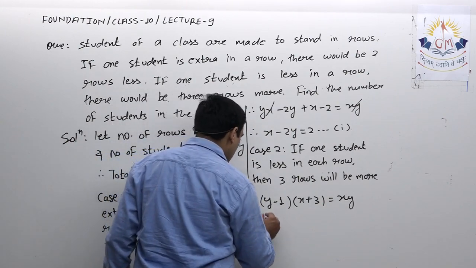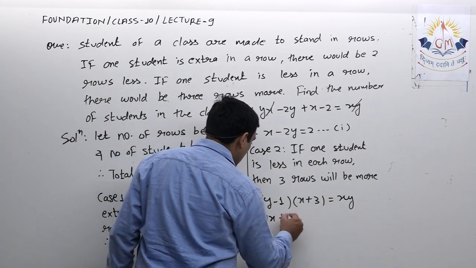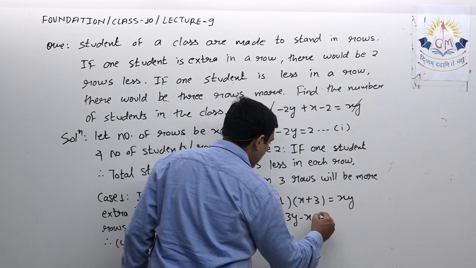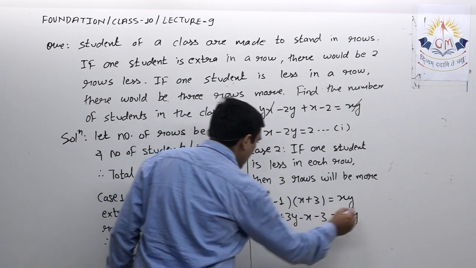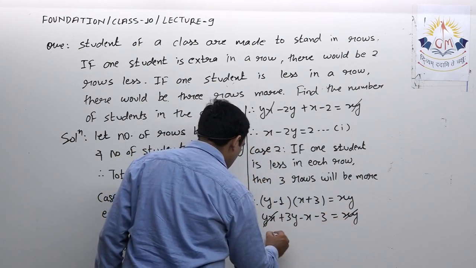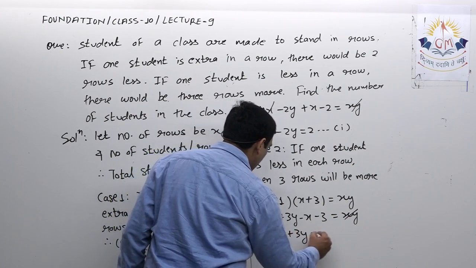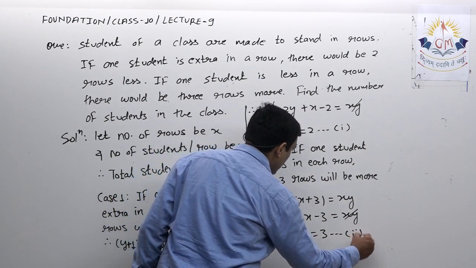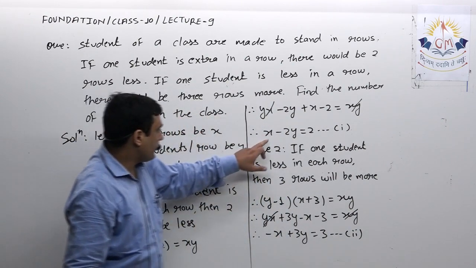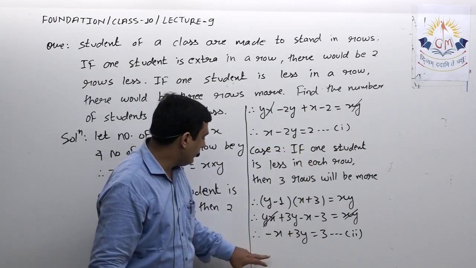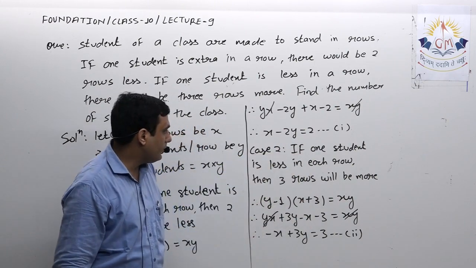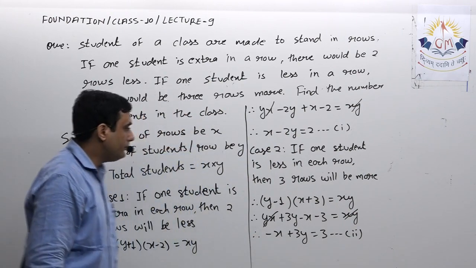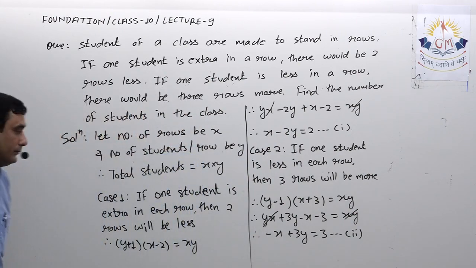So on simplifying we'll get xy plus 3y minus x minus 3 is equal to xy. So again this xy cancels, so here I get minus x plus 3y is equal to 3. Let this be equation number 2. Now equation number 1, x minus 2y equal to 2, and minus x plus 3y equal to 3. Now it's very easy, just by adding the equations I will get my answer. So try to solve it, then I will give you the final solution.